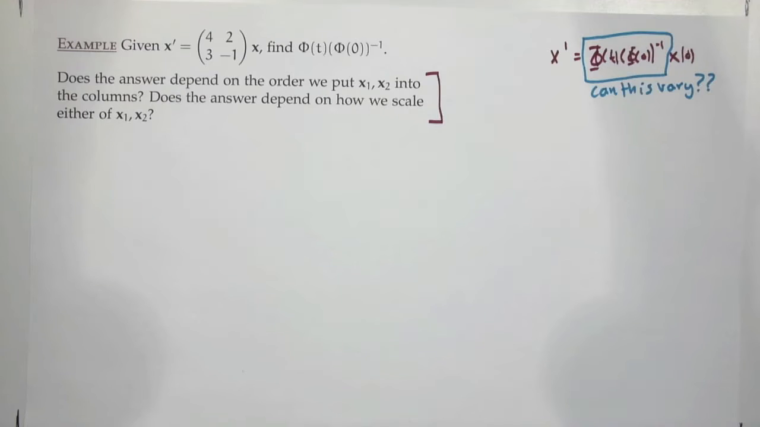Okay, anybody have an answer for the first question? Can this vary? No, it cannot. It always has to be the same. It can never change. Never. No matter how you choose to put in the columns. No matter how you scale your columns, so that you can actually take inverses, of course. Why not? Otherwise, that would no longer be true. What would no longer be true?